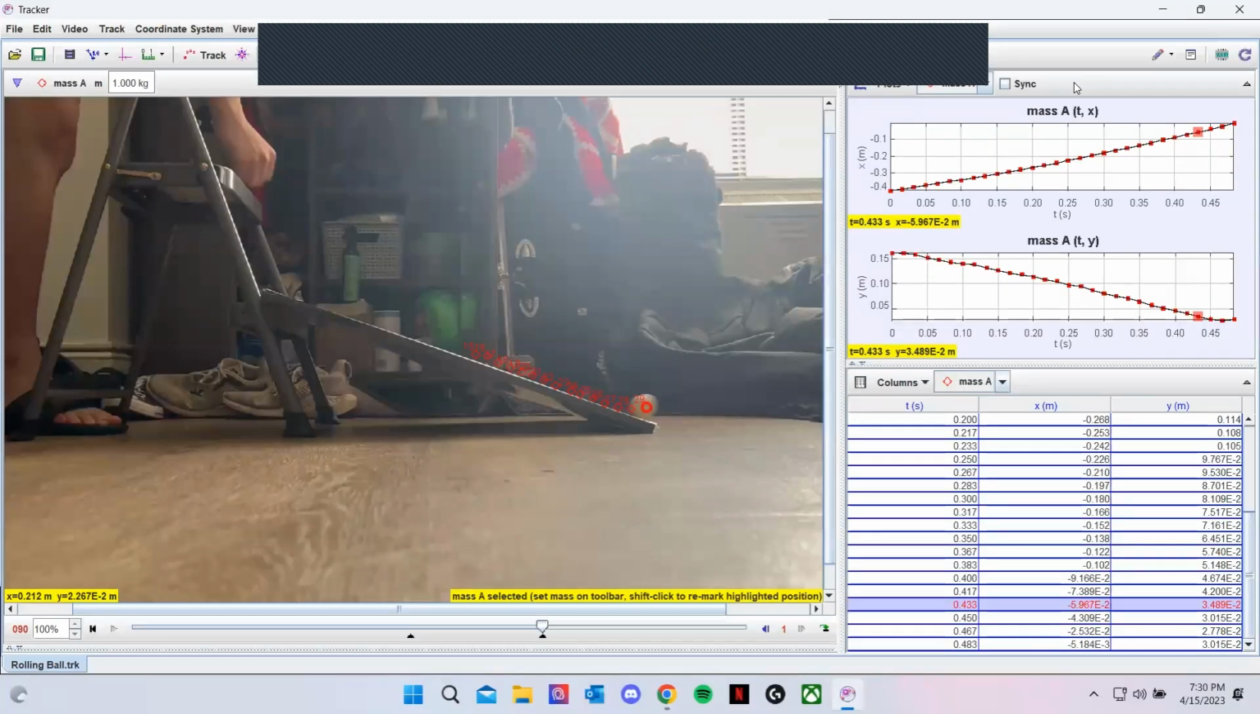First, we analyze the motion of the ping pong ball rolling down the inclined plane with the video tracking software Tracker. Then, with the data from Tracker, we made a series of calculations to determine the angle of the inclined surface. Here, we can see a brief preview of the results of the lab.